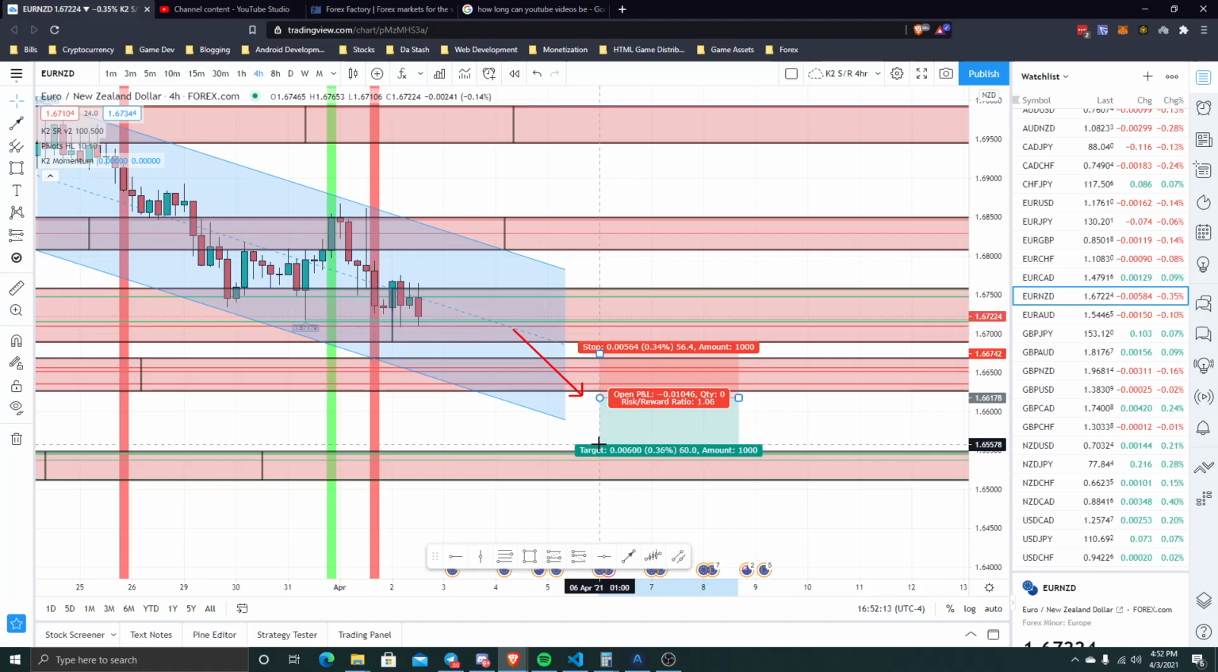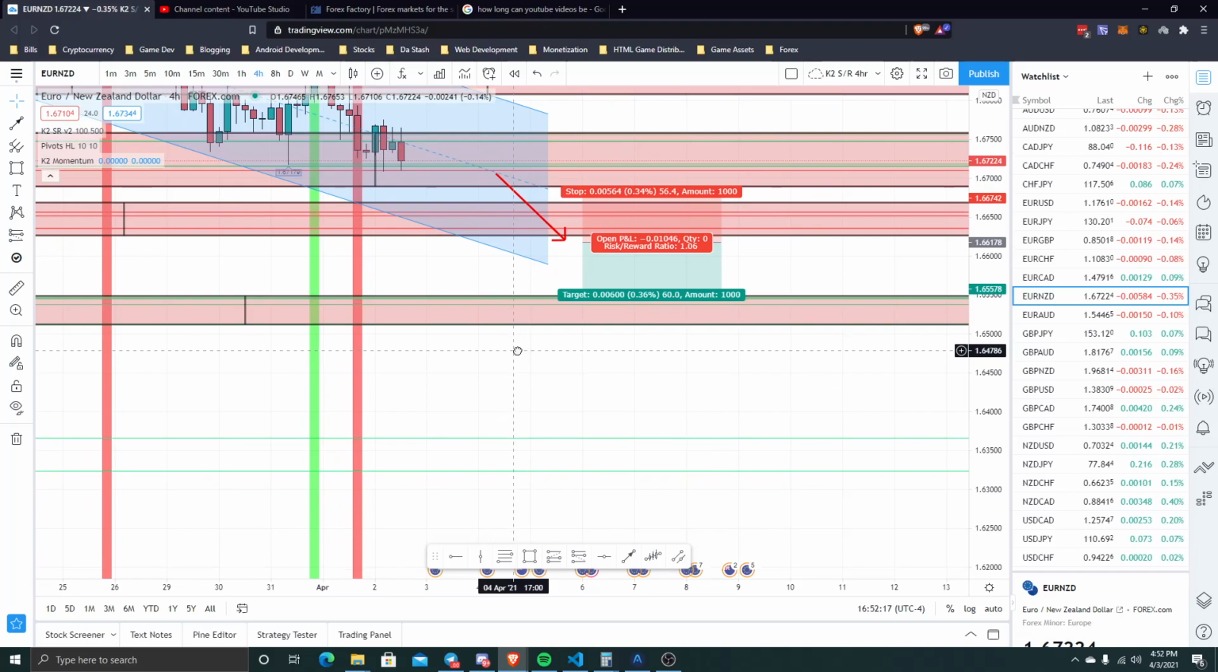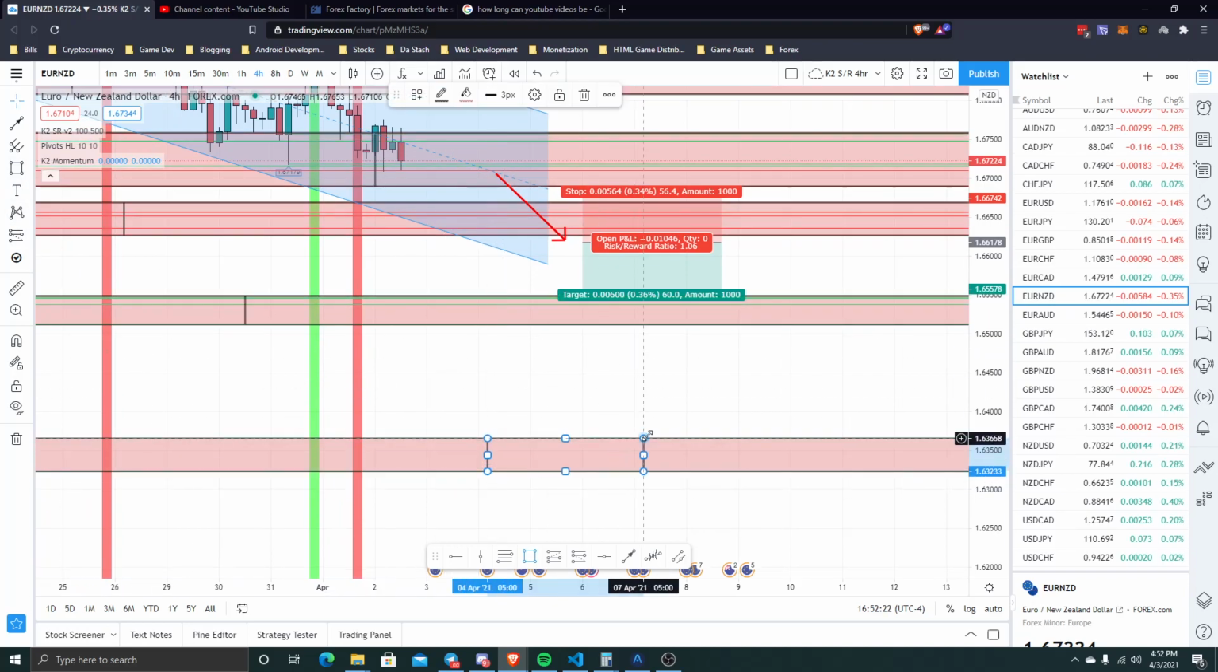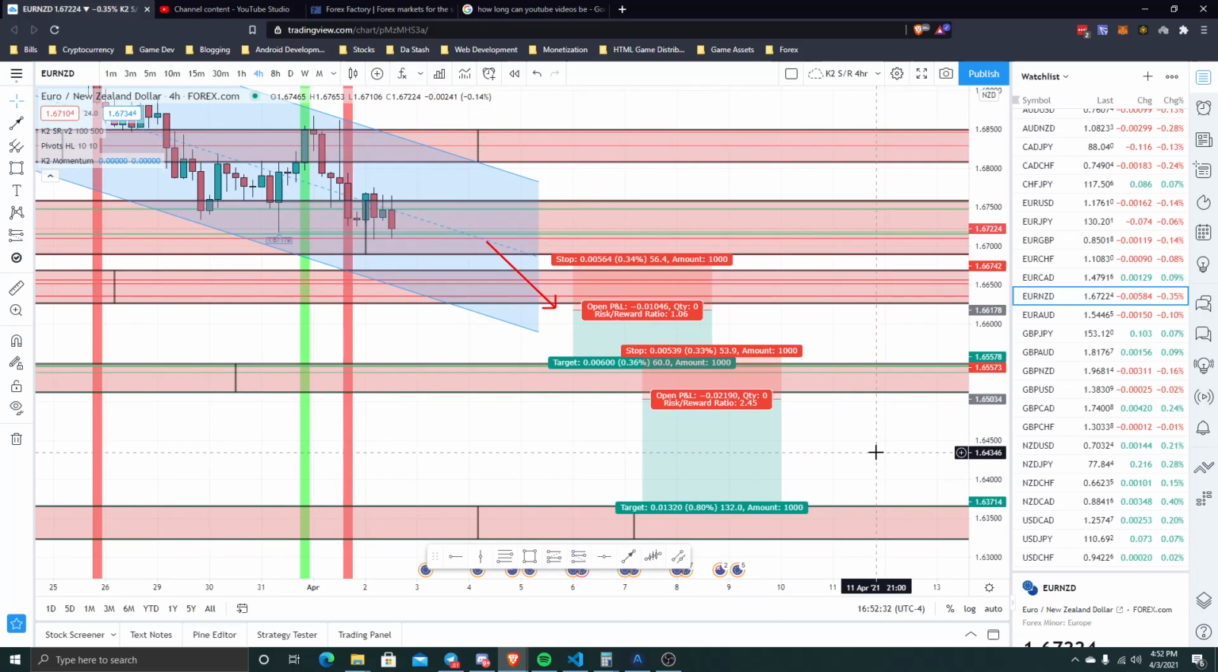for maybe like a 60 pip move. And then if it decides to break past this zone right here, then I might take another short. And this is a 100+ pip move here. So like I said, we have to wait and see how it plays out.